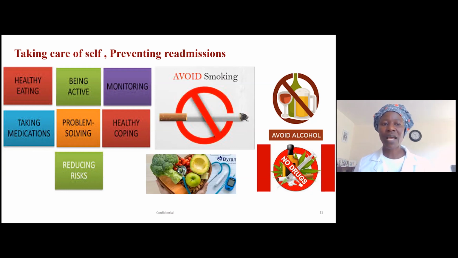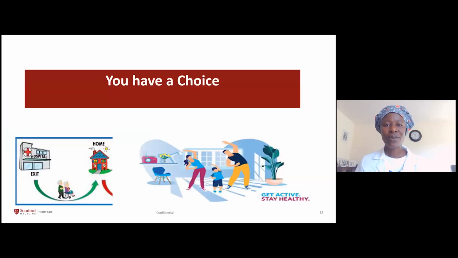Taking your medications as recommended by your physician and provider is very important. Problem solving, healthy coping, and reducing risks include working with your community, your family, and your support group. Always reach out to your primary care team before you come into the hospital. Avoid alcohol, avoid tobacco or the use of drugs, and always make healthy lifestyle choices. So you do have a choice.